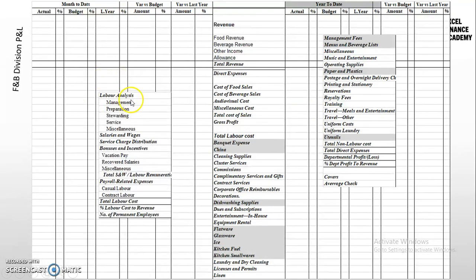Then you have the labor breakdown, which is management, and then preparations, waiting for service, miscellaneous. So it's a very simple breakdown. Then there's an additional metric, which is the total number of permanent employees, or nowadays you can call it FTE, full-time equivalent, because we have casual and contract labor as well. So this one is also important to analyze. This information is again important to analyze the labor cost.